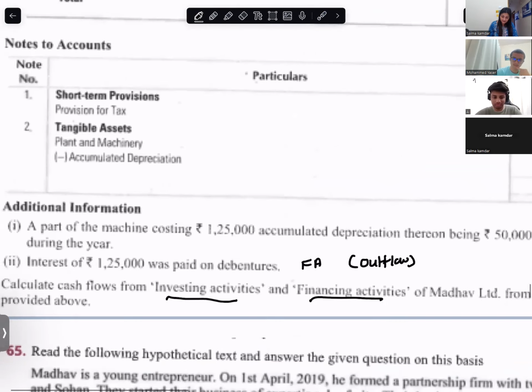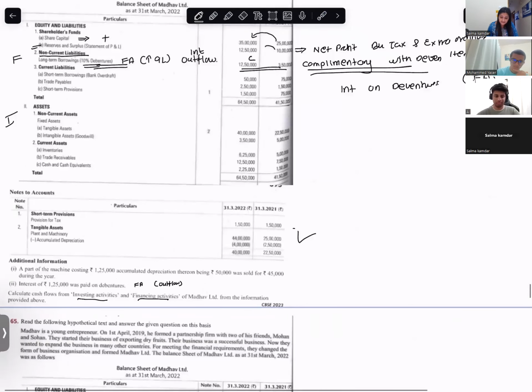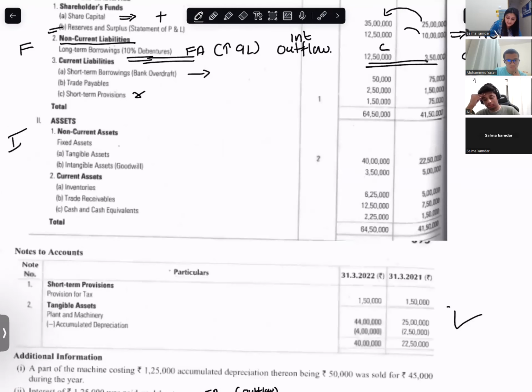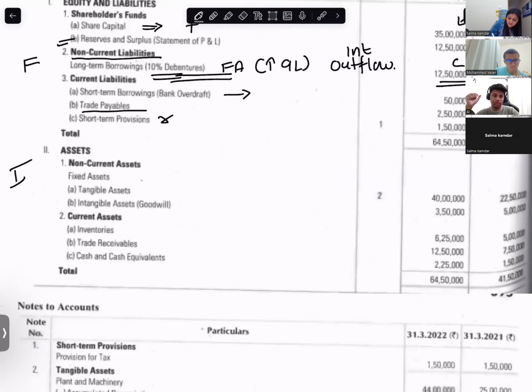Okay. Any other thing do you see related to financing activity? No, ma'am. Bank overdraft will be cash and cash equivalent. Short-term provisions we don't take into consideration, and trade payables. This is changes in working capital. Are you with me? Yes, ma'am.